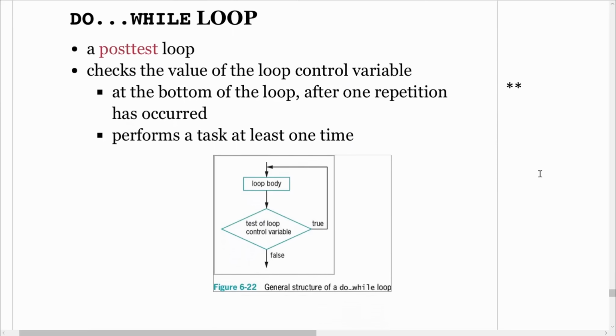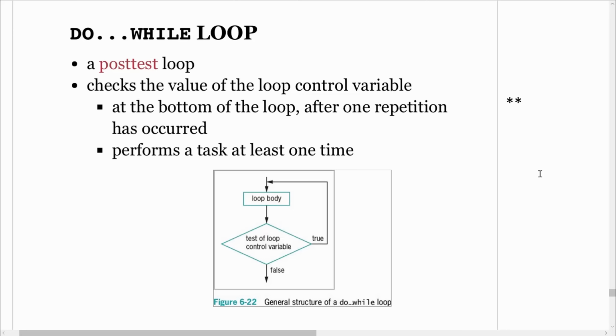And now that we've talked about for loops, we finally get to do while loops. Do while loops are really similar to while loops, but they run kind of backwards. It's called a post-test loop. So the test condition, or the check, always comes after the loop runs. You do something while this test condition evaluates to true.